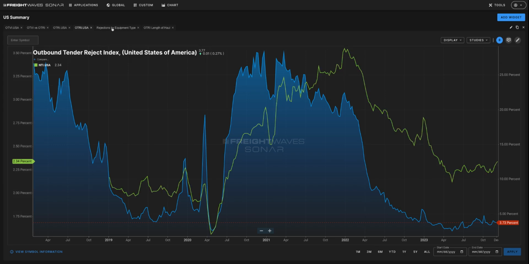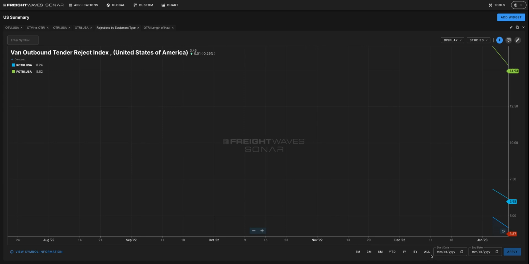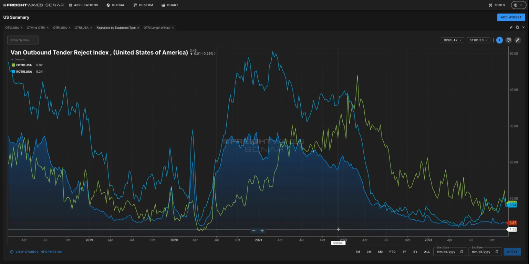Everything that I've been showing you has included all 3 equipment types, so van, reefer, and flatbed. But you do have the ability to break it out by specific equipment type. If you want to look at reefer rejections or only flatbed rejections, you can do that. So looking on this chart, this blue line down here, the 3.37, is the van rejections. The other blue line is going to be the reefer rejections at about 8.24. And then the flatbed is going to be 8.82. So that's the green line.